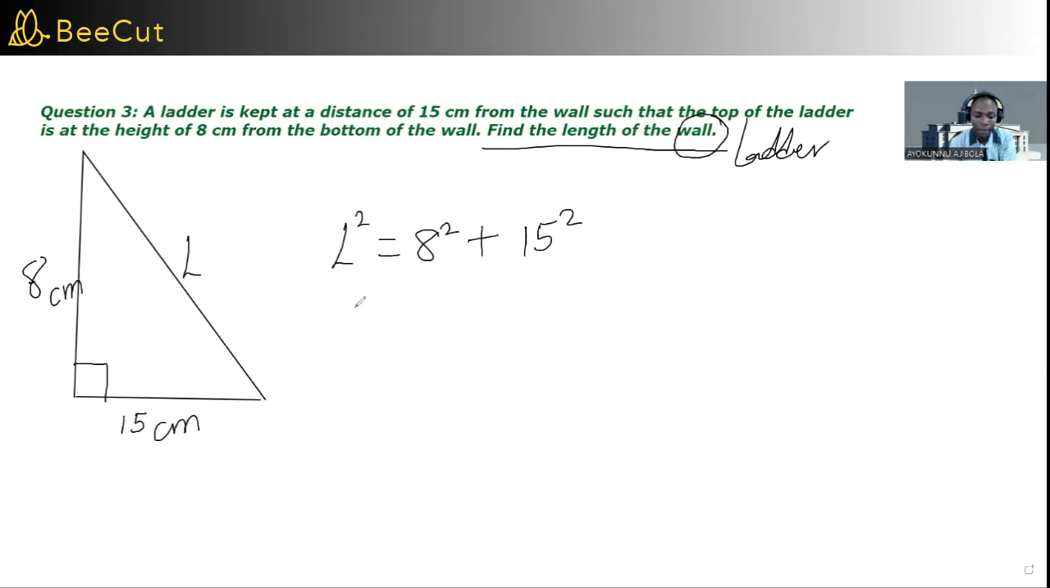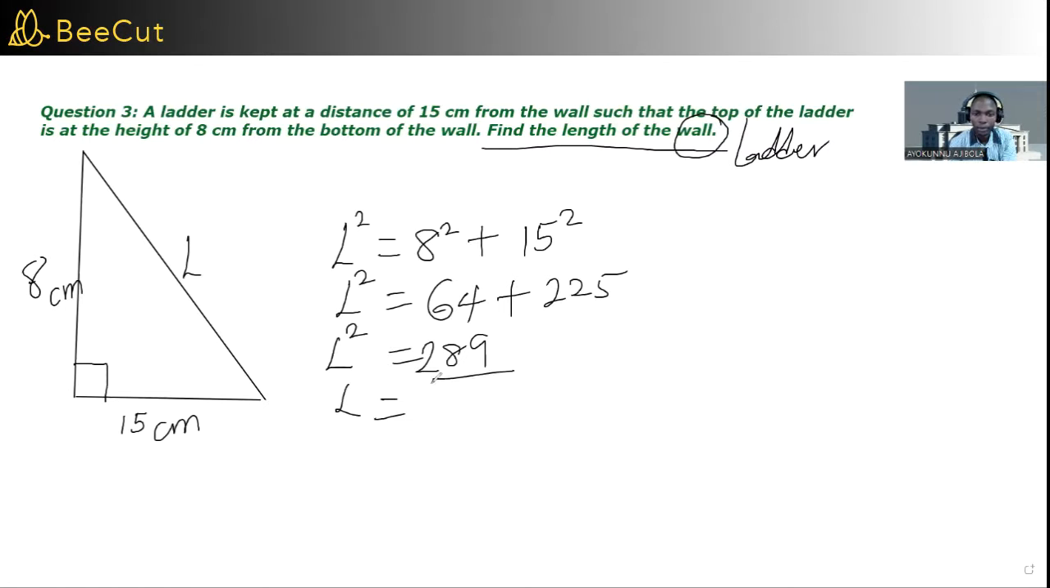So I can now have L squared equals, so 8 squared is 64 and 15 squared is 225. So we're going to add that together. 4 plus 5 is 9, and the total is 289. So L should be the square root of 289, and the square root of 289 is 17. That is how to do that.